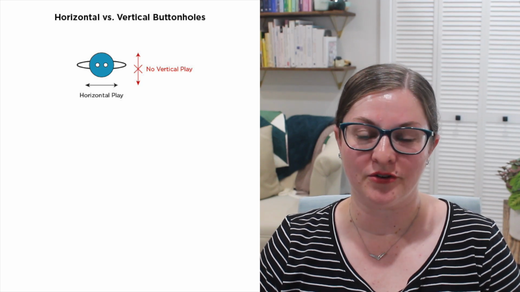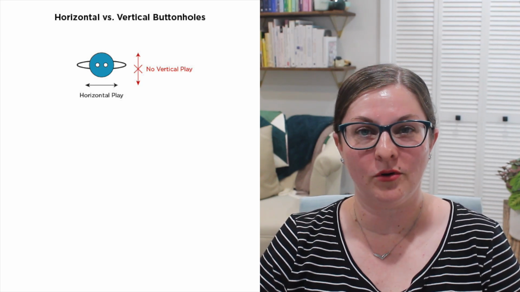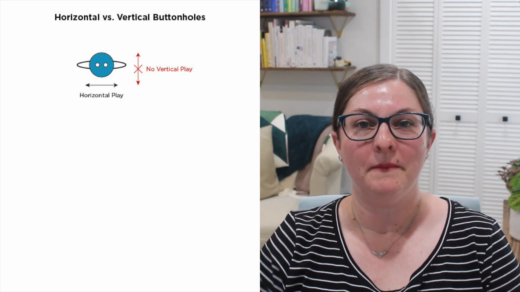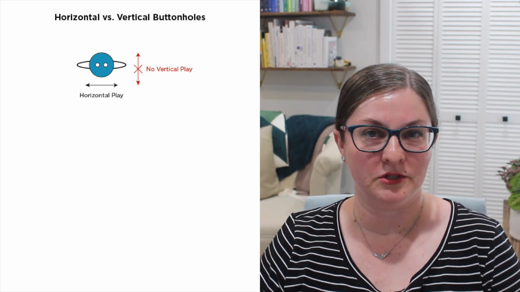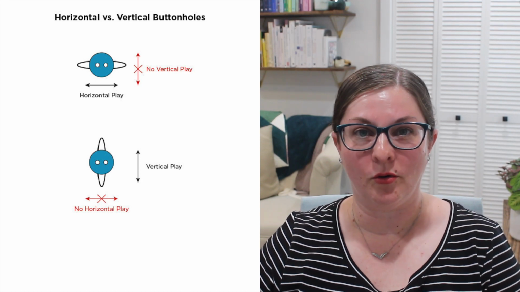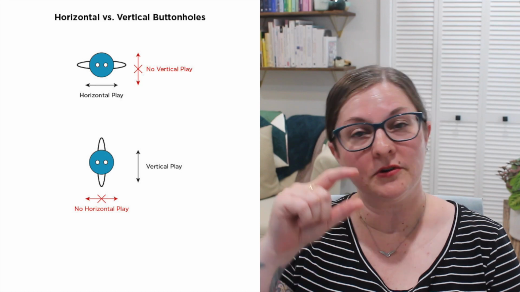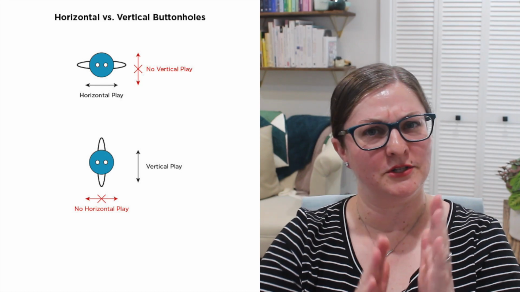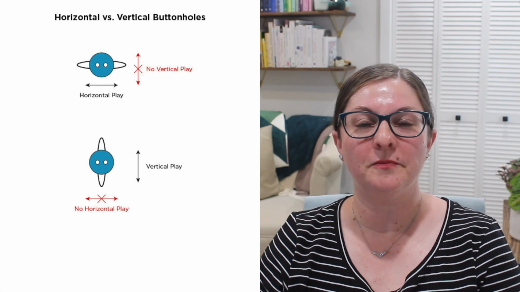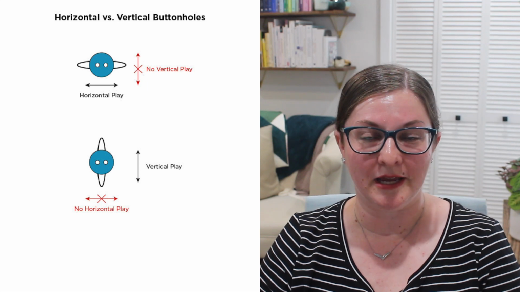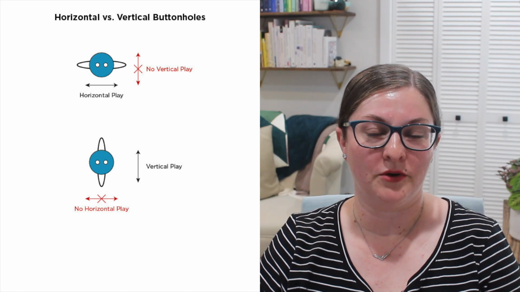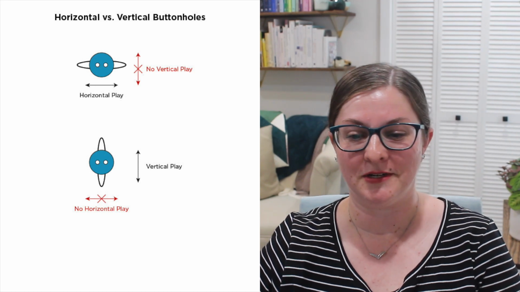Obviously, this is exaggerated, but largely when you have a horizontal buttonhole like this, your button can move back and forth within that hole, but not up and down a whole lot because your buttonhole is really only one row tall. Conversely, a vertical buttonhole does the opposite. It allows for vertical movement of the button and therefore, I suppose, the two halves of the garment side by side, vertical relative to each other, but it doesn't allow for horizontal play because, again, your buttonhole, relatively speaking, is only about one stitch or one row wide, depending on how you've constructed it.